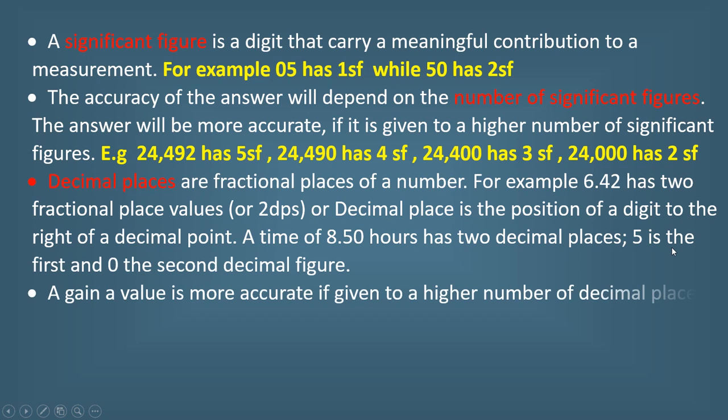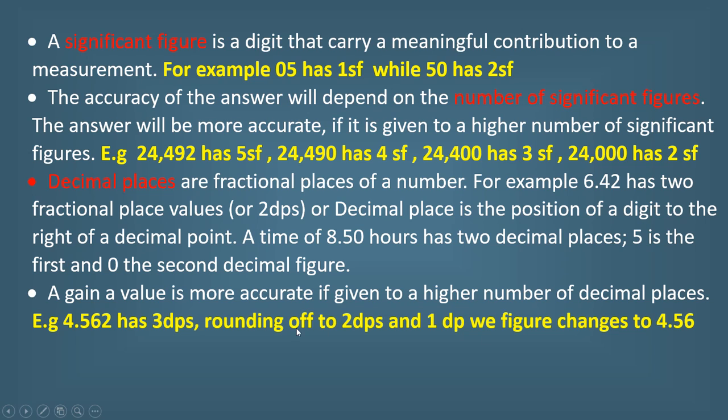That is obvious. Again, like we looked at with significant figures, a value is more accurate if given to a higher number of decimal places. So the more you increase the number of decimal places, the more accurate it is. Also looking at this example, 4.562 has 3 decimal places, but it can be rounded off to 2 decimal places and 1 decimal place.